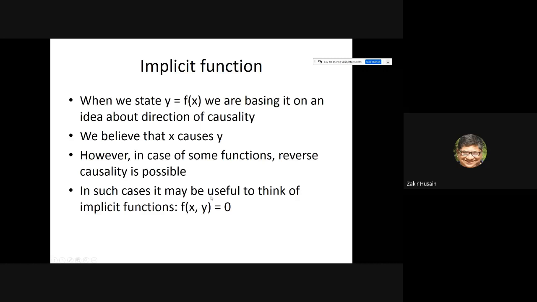So in those cases where we are not sure what is the direction of causality, or we can have both types of causality, we can write the function in this form. Instead of writing y as a function of x, we write f(x, y) equal to 0. This is called an implicit function.